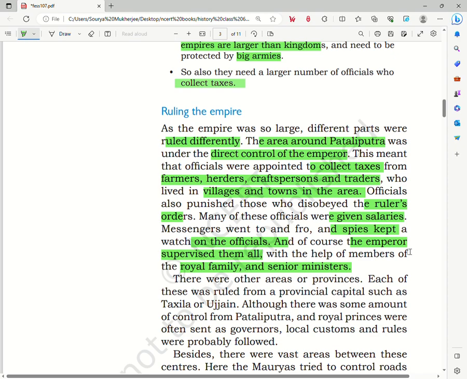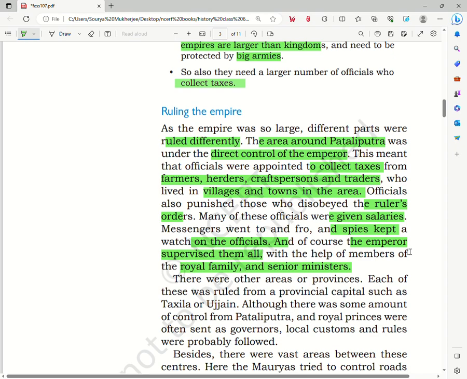The area, starting with the area around Pataliputra, that was the capital of the Mauryan Empire, was under the direct control of the emperor. So the emperor used to appoint different officials who used to collect taxes from the farmers, herders and the craftspersons and the other common people. And these officials used to go around villages and towns in this area and used to collect the taxes.